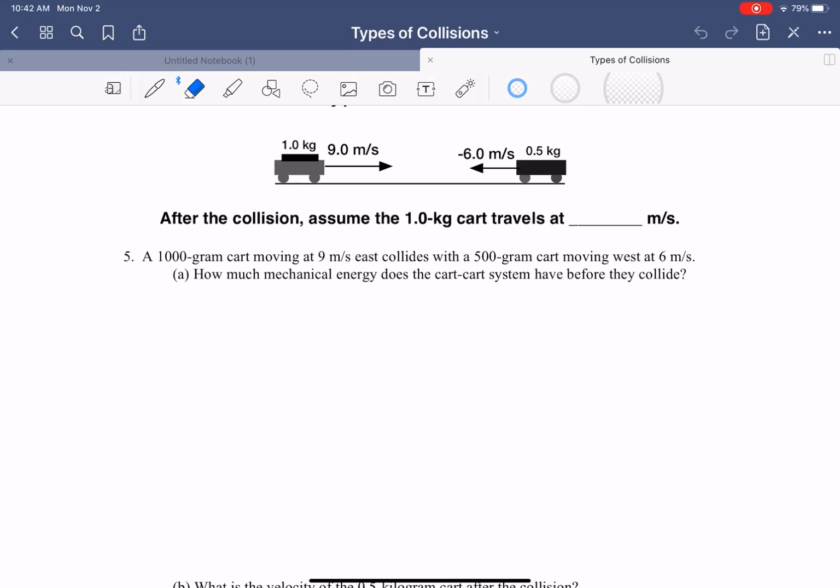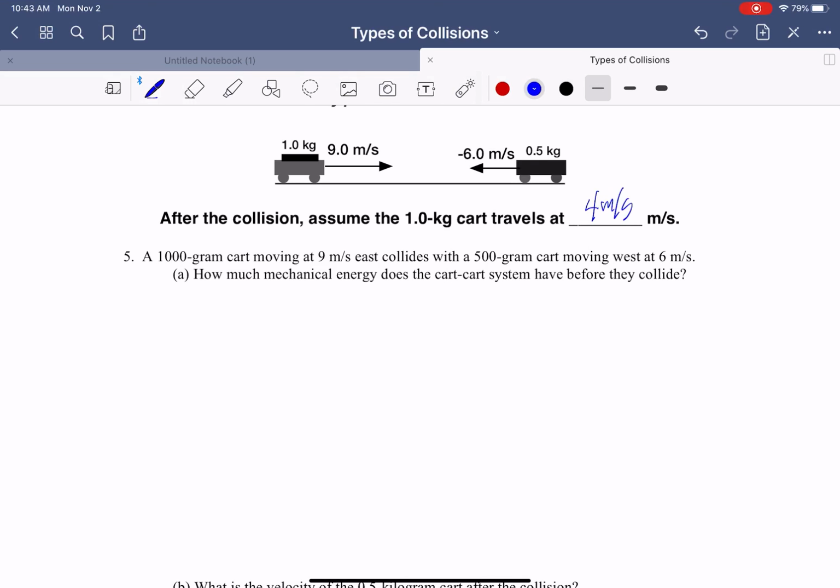So, I have a 1 kilogram cart moving at 9 meters per second, and a 0.5 kilogram cart moving at negative 6 meters per second. And I'm going to assume after the collision that the 1 kilogram cart is moving at 4 meters per second. So, first it says how much mechanical energy does the cart system have before they collide.